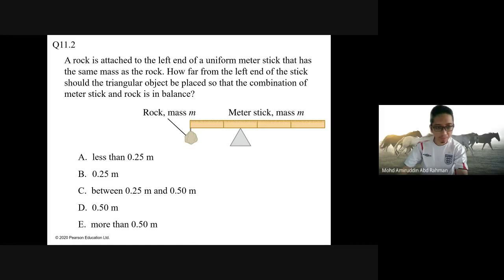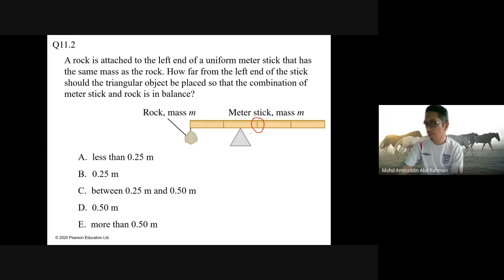Okay, so you have no idea how to do that. Check back at example 11.1, so you will have an idea on how to do that. Basically, the center of the stick will be at 0.5 meter. So the center will be somewhere over here.